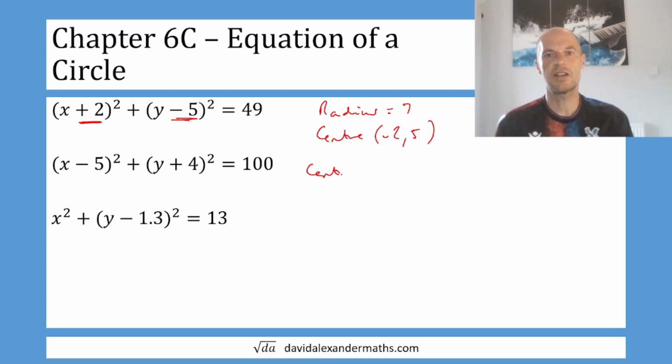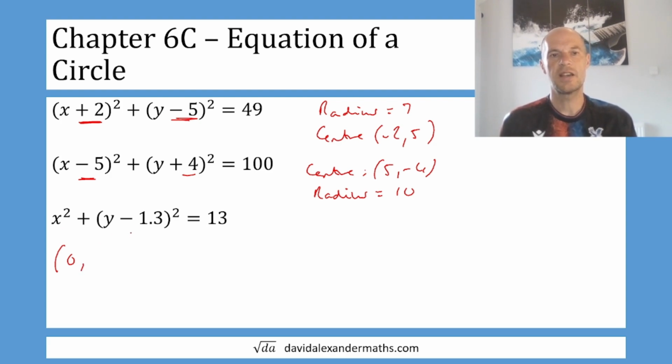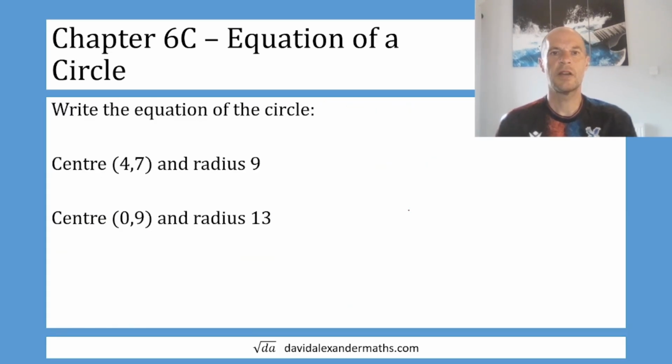So if we look at the next example, the centre is going to be positive 5, negative 4. So 5, negative 4. And the radius is the square root of 100, which is 10. And this final example, here we've just got an x squared. So the coordinates of the centre are going to be 0 for the x, and for the y it's going to be plus 1.3, and the radius is going to be the square root of 13, and since 13 is not a square number, I would just leave it as root 13 rather than some ugly decimal.